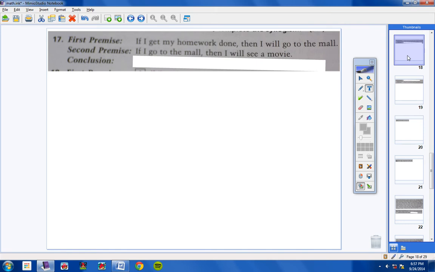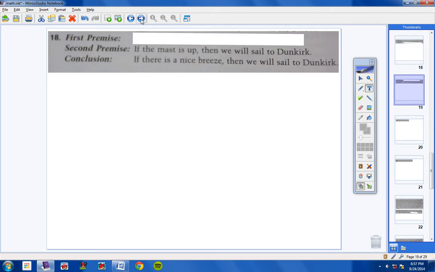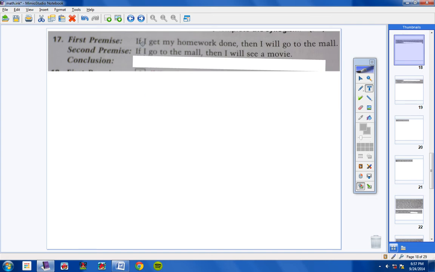Okay, this will be interesting. They want us to finish these syllogisms. This one's pretty easy. Number 18 is going to be a little more challenging. If I get my homework done, then I will go to the mall. If I go to the mall, then I will see a movie. The conclusion is, if I get my homework done, then I will see a movie.